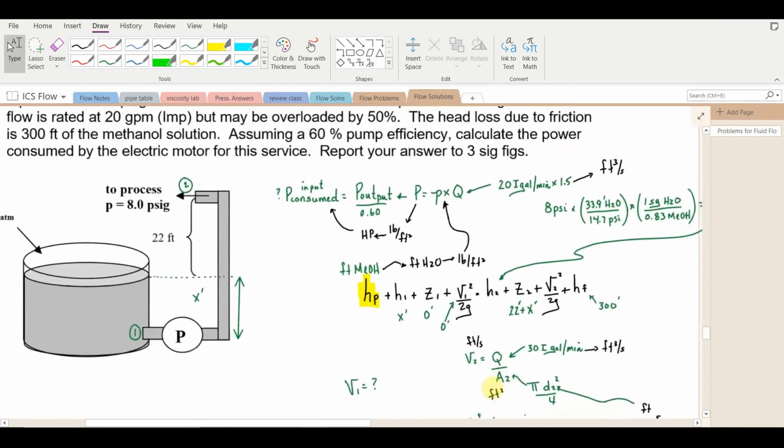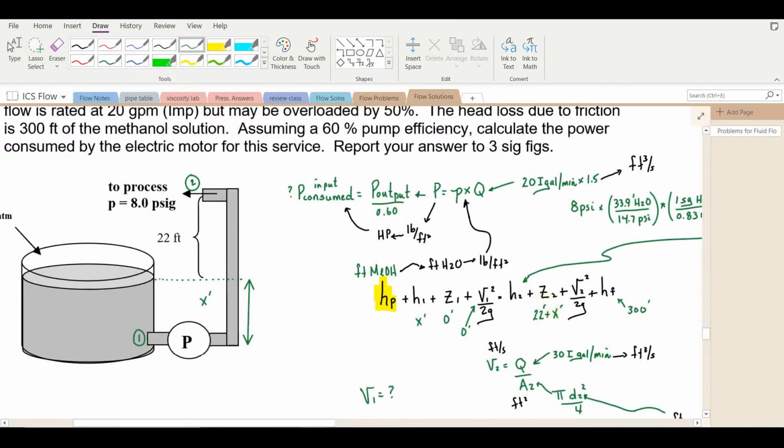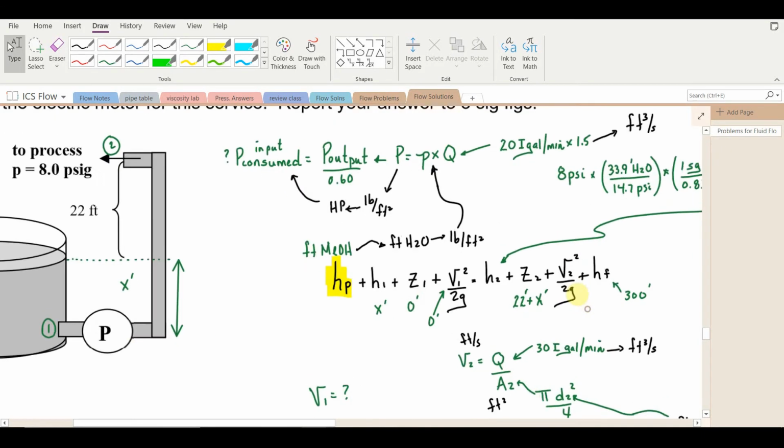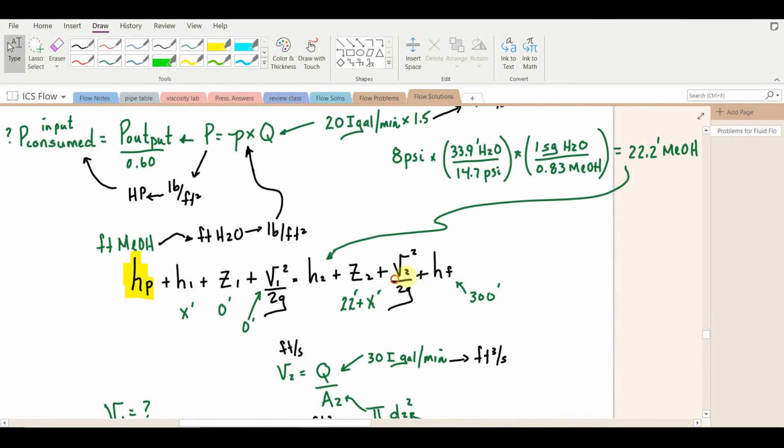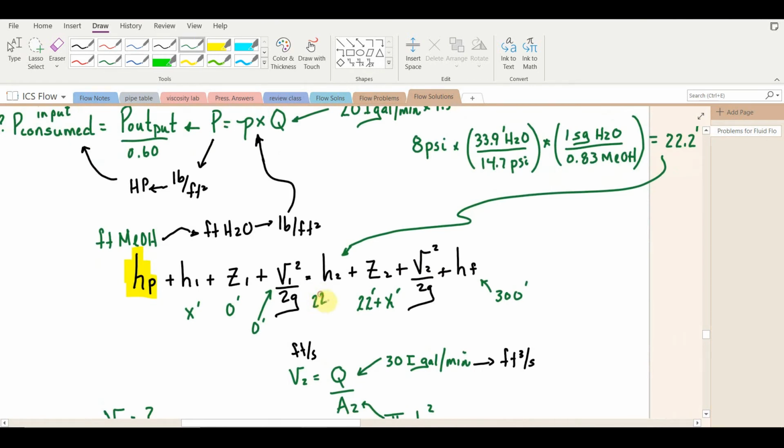And that just leaves us with the elevation term. So we're pumping methanol from the bottom all the way to the top. And that's 22 feet plus X. We were never given X, but you notice we had X feet for the hydrostatic head at point 1, so nicely that will cancel. So we'll wind up with 22.2 feet of pressure plus 22 feet of elevation plus 300 feet of hydrostatic head plus a small term for the velocity. You sum all those up and you'll find out the pressure that must be developed by the pump.